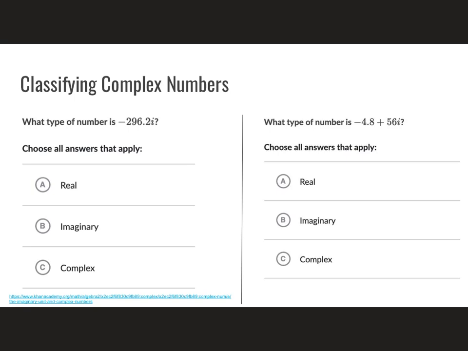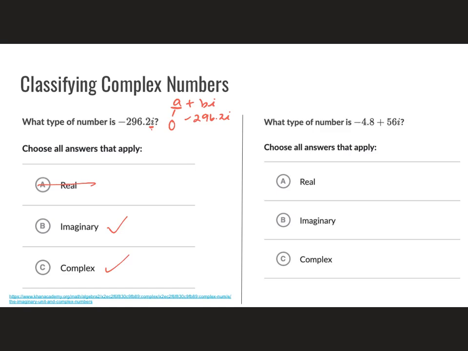So we have negative 296.2i. We see this i part right over here, so we know for sure that it's imaginary. Because we see that i part, we know it's not going to be real. Let's see if it would be complex. Remember, a plus bi is our standard form of a complex number. We do have this imaginary part, this negative 296.2i, and one way we could have an imaginary number is if the real part were 0. So if a equals 0, then this would be classified as a complex number. So this is also a complex number.